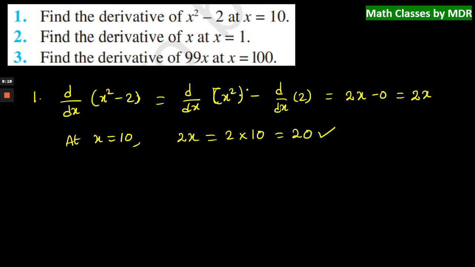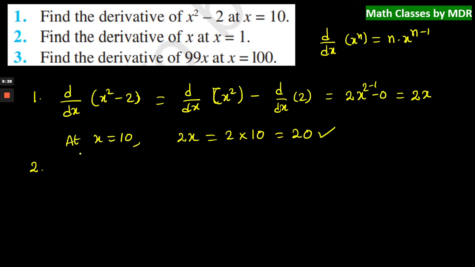Right? So here what we have used is d by dx of x to the power n, which is n into x to the power n minus 1. Right? x square is nothing but 2 into x to the power 2 minus 1. That will give us 2x. So from this we'll get it. Now let's see the second one.